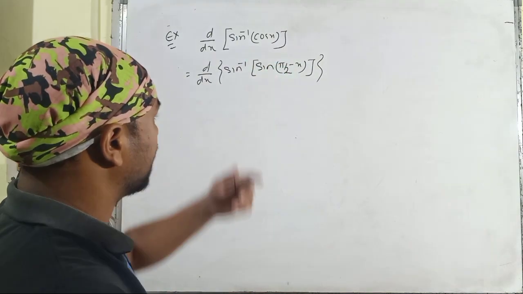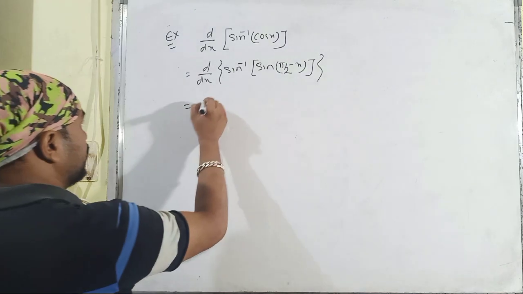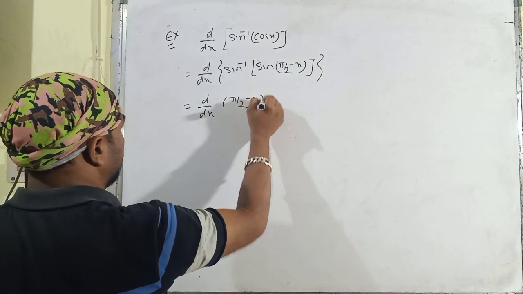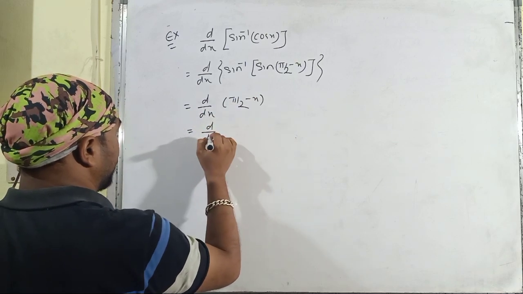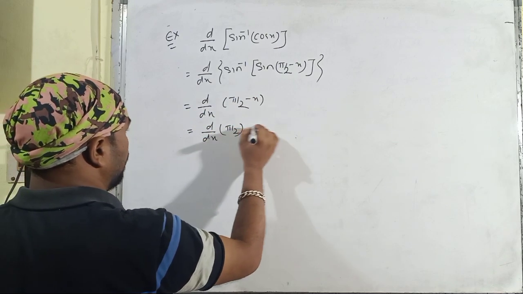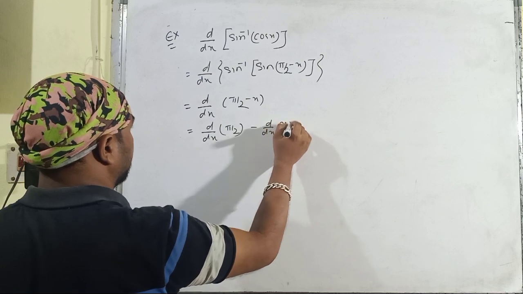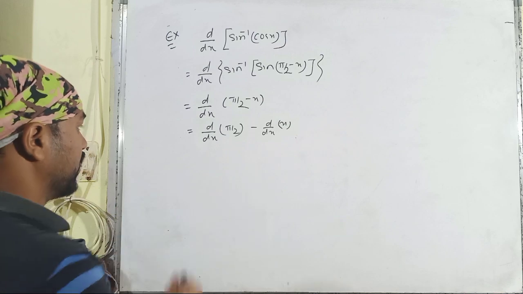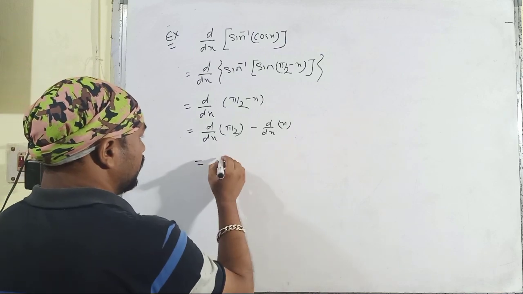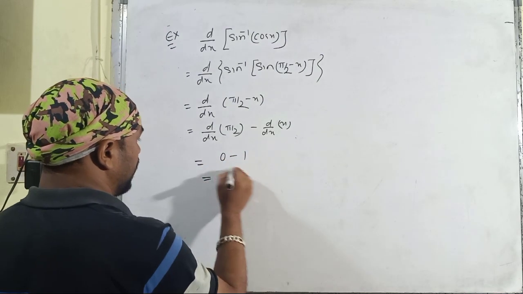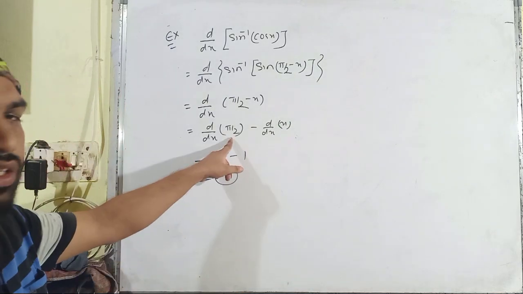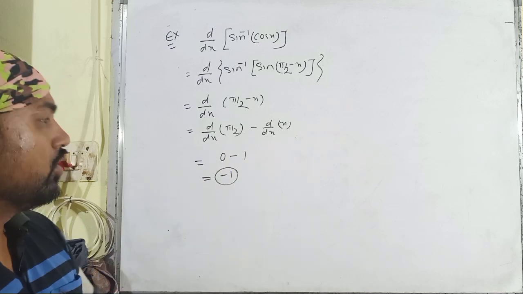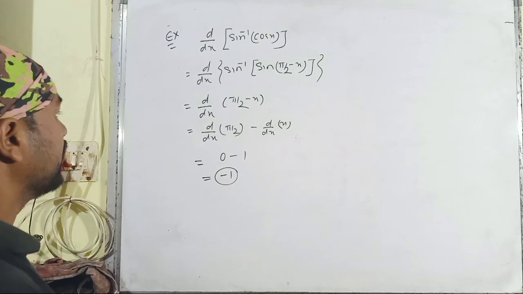So sine inverse sine will get cancelled. The remaining term is differentiation of pi by 2 minus x. So it is differentiation of pi by 2 minus differentiation of x. Pi by 2 is a constant, so its differentiation will also be 0. So it is 0 minus 1, which is equal to minus 1. Pi by 2 is a constant. It is without the variable x. That means its differentiation will be equal to 0.